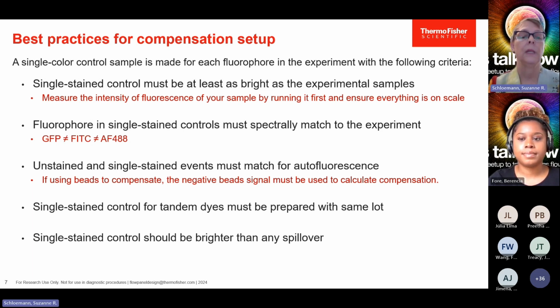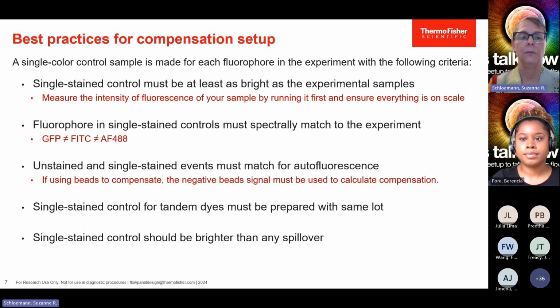Consideration number 2 is that if you're creating single color controls, they must match spectrally to the experiment. For example, you're working with cells and the entire population of the cells are GFP labeled or GFP positive. You can't label beads or other cells with FITC or Alexa 488 for your single color control. The emission spectra for FITC and Alexa 488 are very different from GFP.